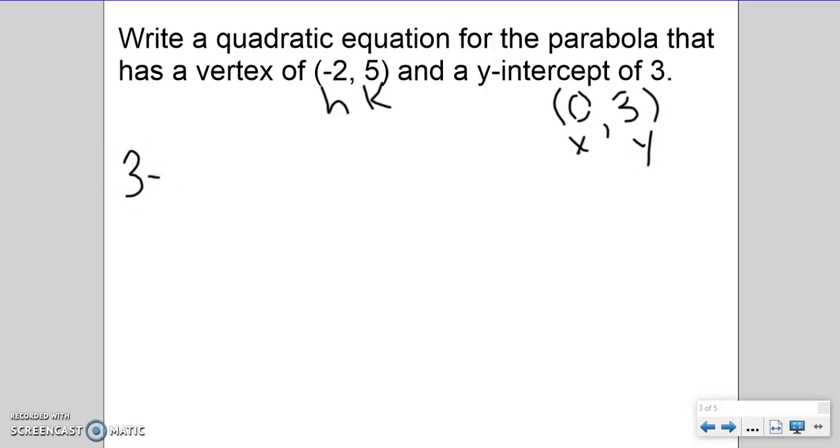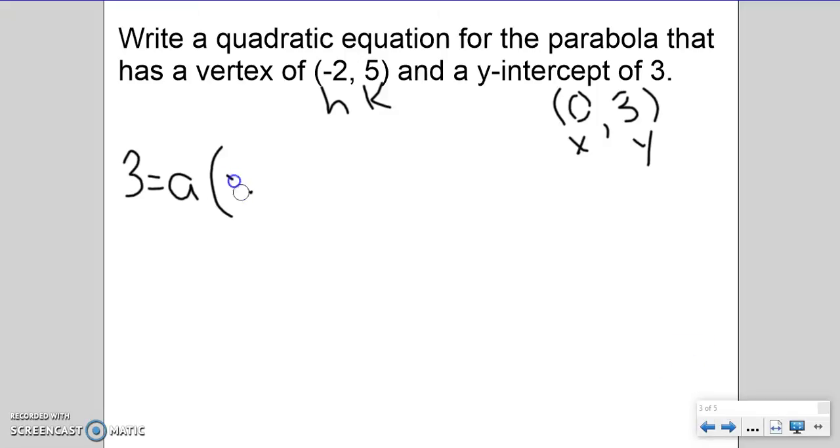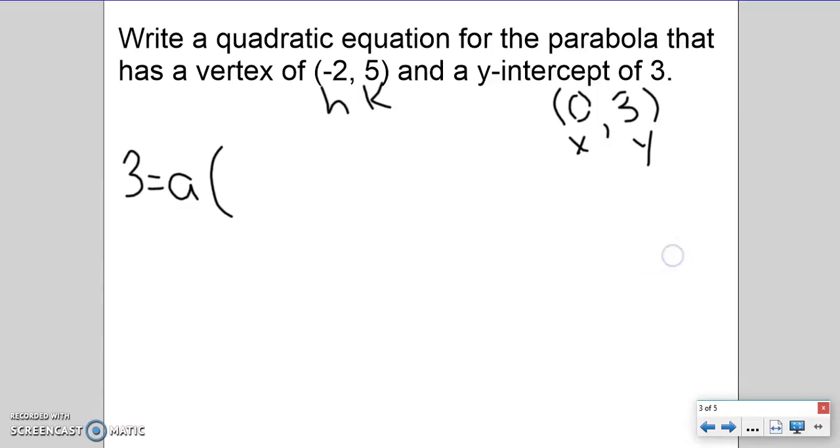So I have 3 equals a, which I don't know, times, x is actually 0 because I'm solving the equation right now. And since my value for h is negative, I'm actually going to substitute that into my equation as plus 2. And that whole thing's going to be squared plus 5.